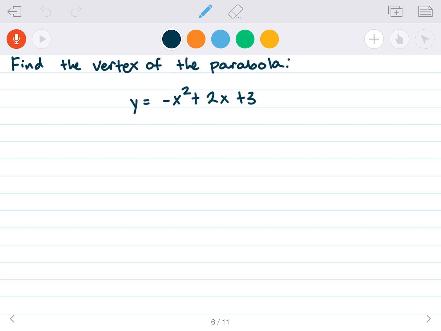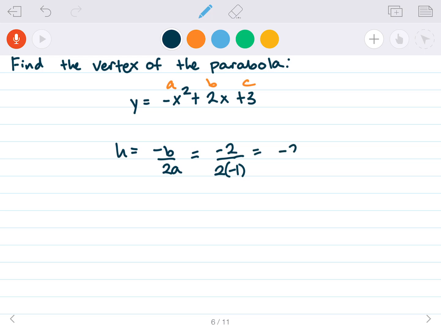So again, we're looking for the vertex. We are in standard form, thankfully. So we can see that a is negative 1, b is 2, and c is 3. And my h is going to be negative b. Well, maybe I'll just write it again. Negative b over 2a. In this case, b is 2, so we have negative 2 over 2 times negative 1.